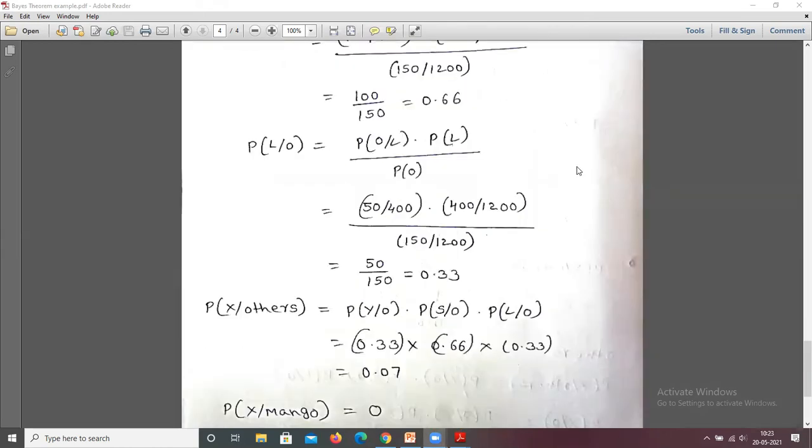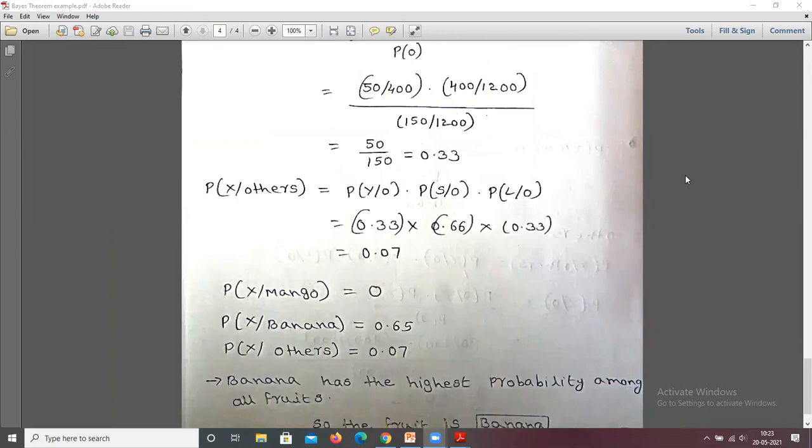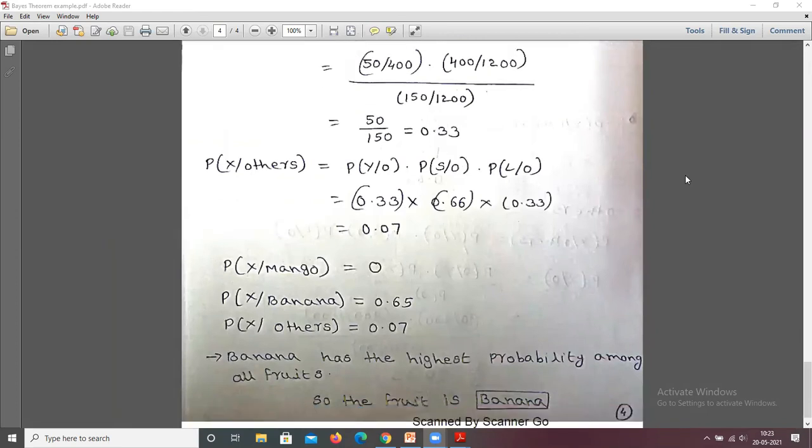Okay, and this is the final probability for others. So P of X by O: P of Y by O means yellow by others, P of S by O means sweet by others, and P of L by O means long by others. If you multiply all these values, we got 0.007 as the answer. So what is the first one?